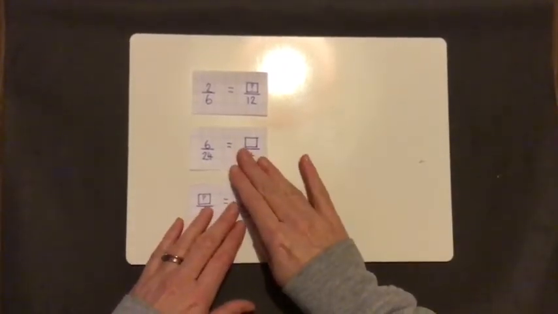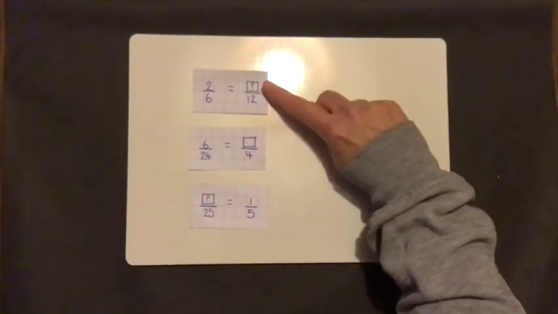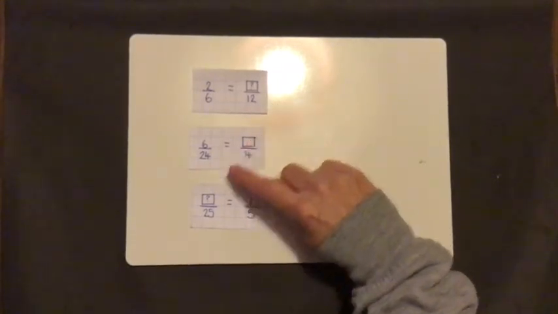Got a challenge for you next. Here are some similar style problems. Using your multiplication and division facts, can you have a go at working out what these missing numerators are in these problems? Have a go. Remember to pause the video and then come back to check to see if you were correct. Let's see how you got on.